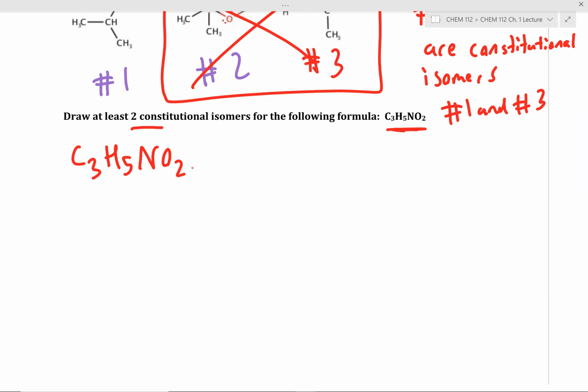Any questions? Okay. And I would recommend starting from scratch on the first one and then try moving your substituents around.